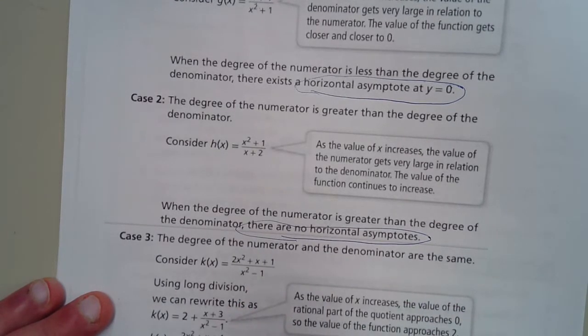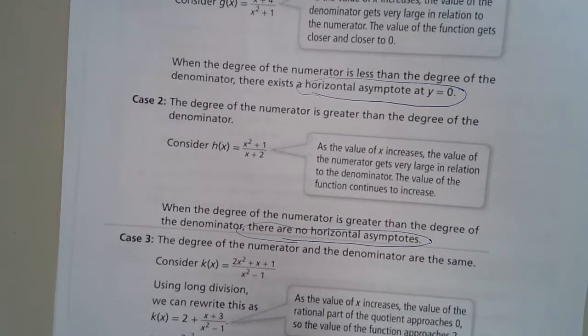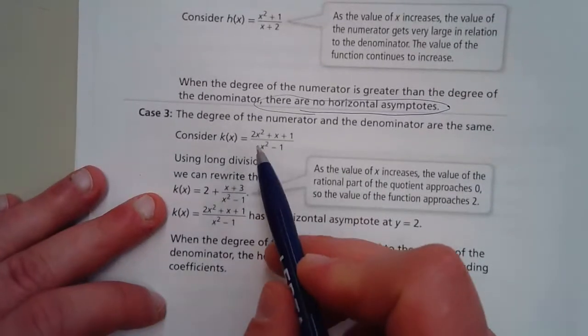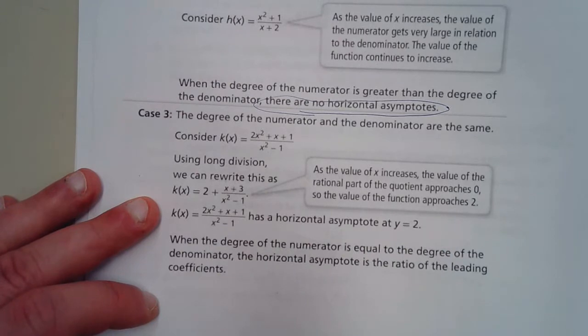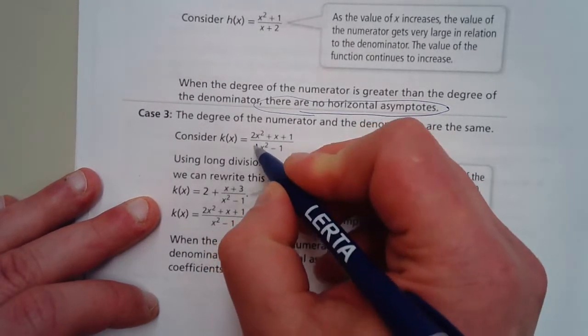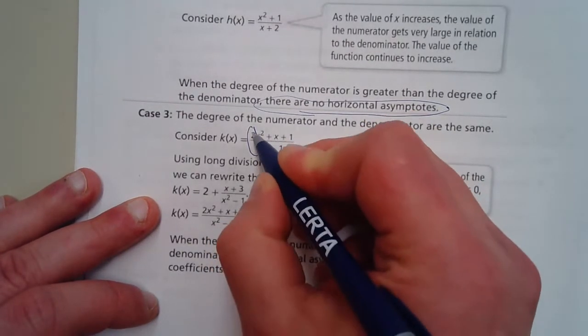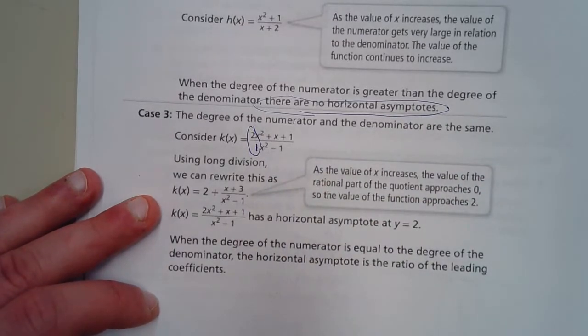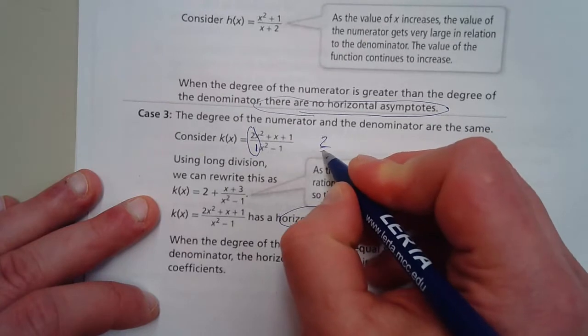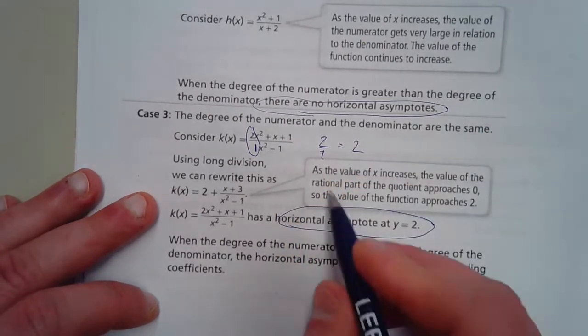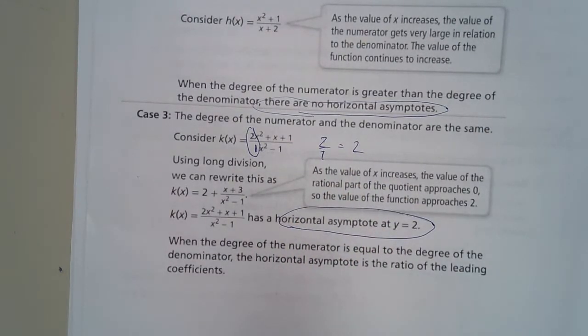And then the third rule is if the two have matching degrees, these are both second degree, then all you have to do is divide the coefficients. So in this case, 2 divided by 1. If we divide the lead coefficients, that's where the asymptote is going to be. 2 divided by 1 is just 2. So we say horizontal asymptote at y equals 2.